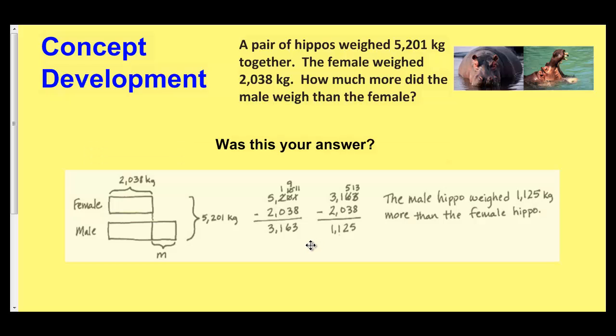Here's your answer. So you see here, here's the female. She weighed 2,038 kilograms. And it says here that the pair of hippos together weighed 5,201. That's a little bit different than what we've had before. So this bracket means that when you add these two together, you get 5,201 kilograms. So I want to know how much more did the male weigh than the female.